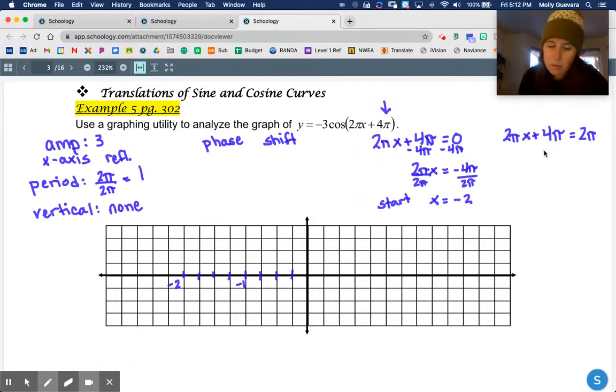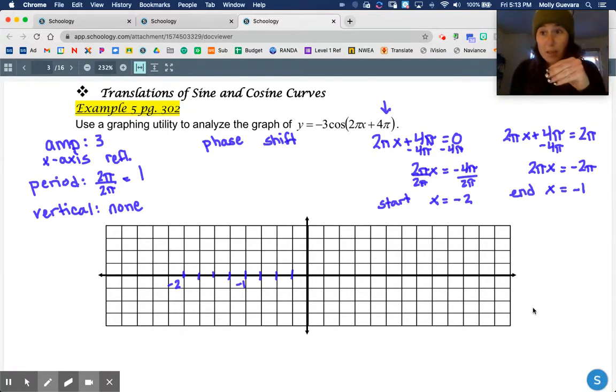And then I'm going to solve this guy. So I subtract 4 pi. I'm going to stop writing that out. So 2 pi x is equal to negative 2 pi. Divide by 2 pi on both sides, and I'm going to end at negative 1. So that means that, let's think about this for a second. That makes sense. If I start at negative 2 and end at negative 1, that means that one period, right, goes from negative 2 to negative 1, which makes sense because the period is 1.